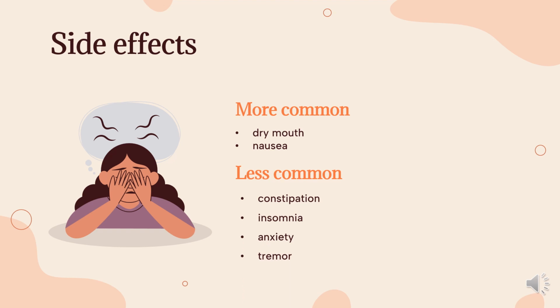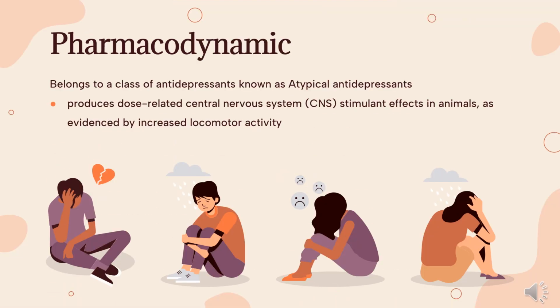Side effects. The common adverse effects of bupropion with the greatest difference from placebo are dry mouth, nausea, constipation, insomnia, anxiety, tremor, and excessive sweating. Bupropion has the highest incidence of insomnia of all second-generation antidepressants, apart from desvenlafaxine. It is also associated with about 20% increased risk of headache. Bupropion raises blood pressure in some people.